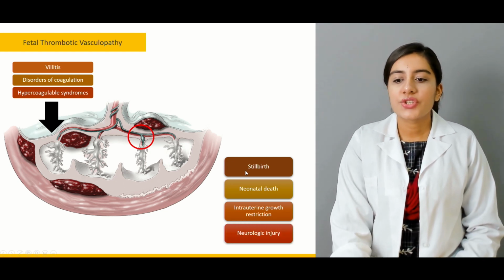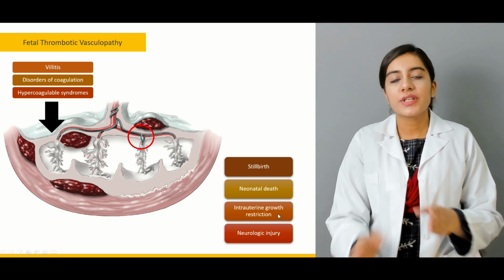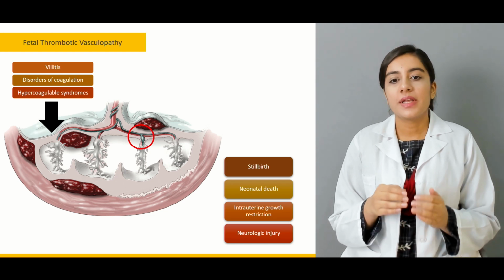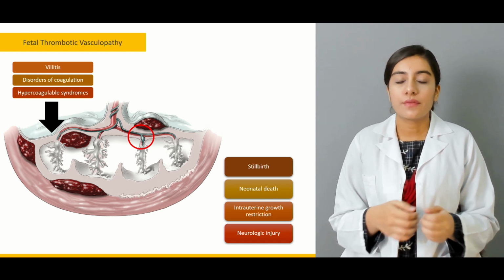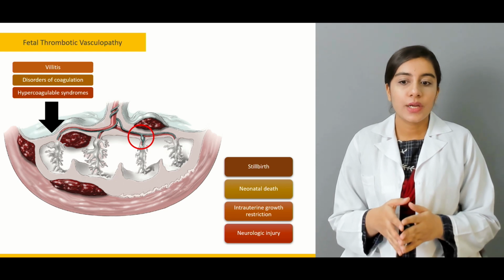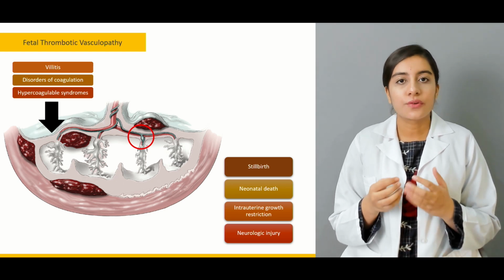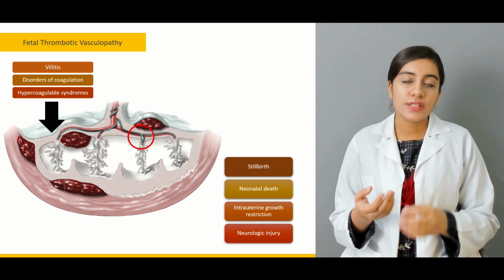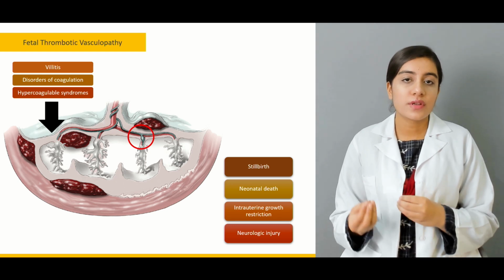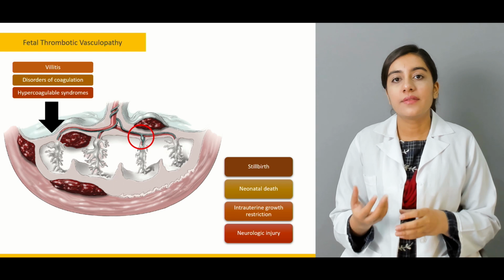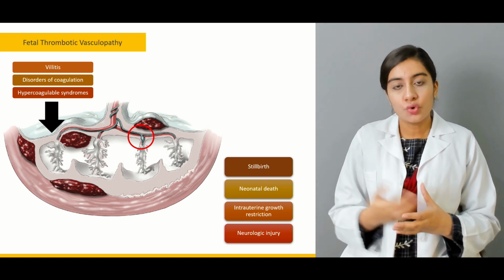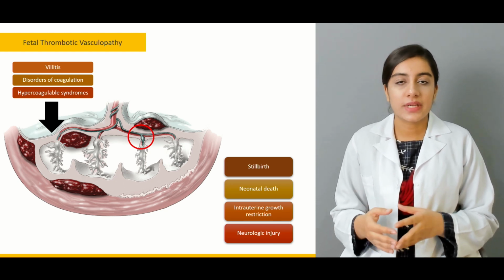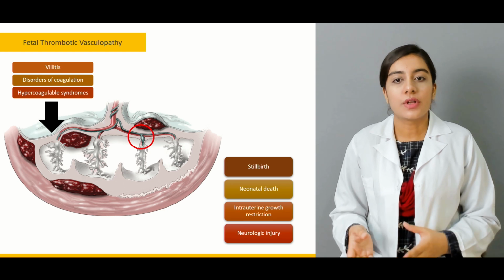And the last complication is neurological injury. Neurological injury will occur because the growing brain is very sensitive, and when it is not getting the appropriate amount of oxygen and nutrients, it will injure itself. The necrosis and other processes will start over there. Because of the fewer nutrients and the lesser amount of oxygen being taken up by the villi, there will be a decreased amount of oxygen inside the fetal body. That will lead to asphyxia, and asphyxia then will lead to neurological injury.